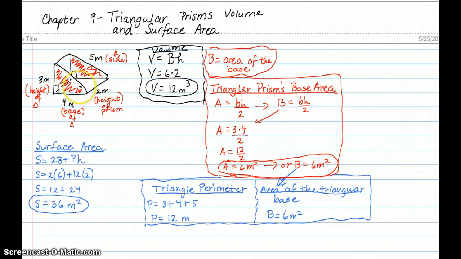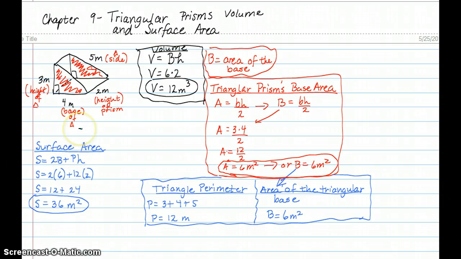So you're going to use this big B again, which we already know is 6 meters squared. But you have 2 of those, so you have to multiply it by 2. So surface area equals 2 times the area of the base, 2 times 6, which is 12. Now, the other parts are simply taking the perimeter of that triangle. That's what the P is for.